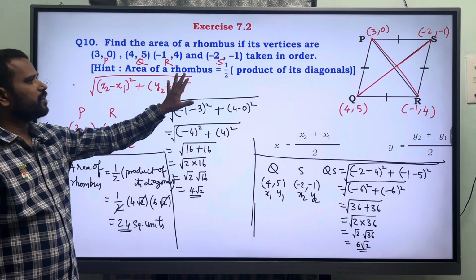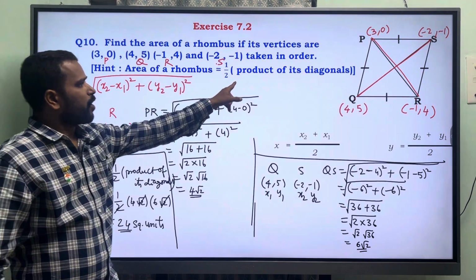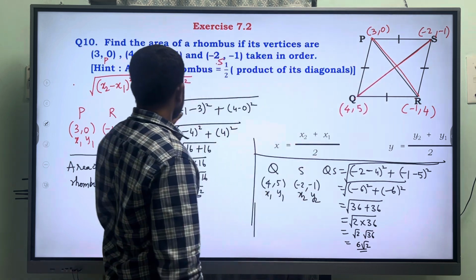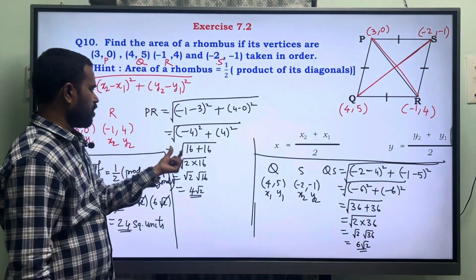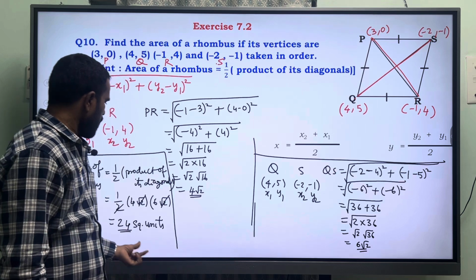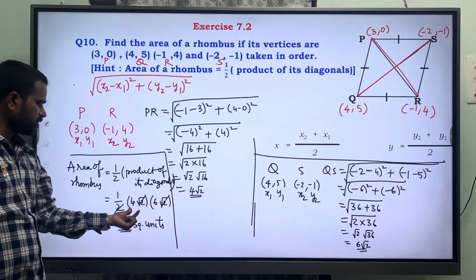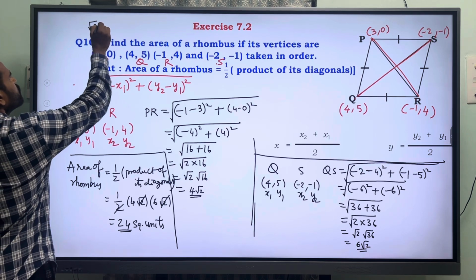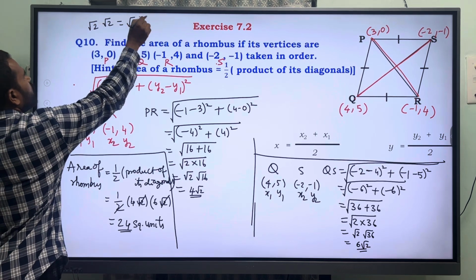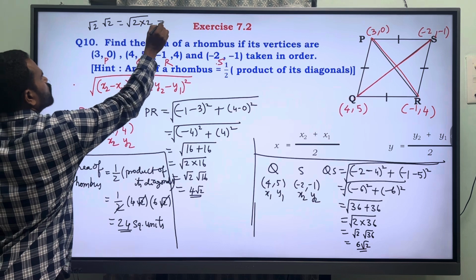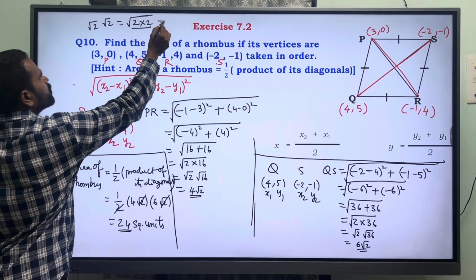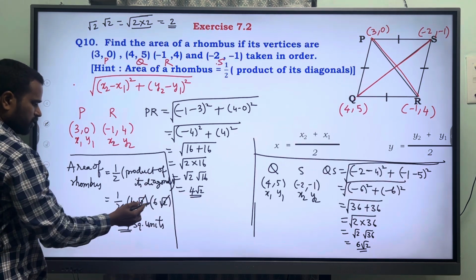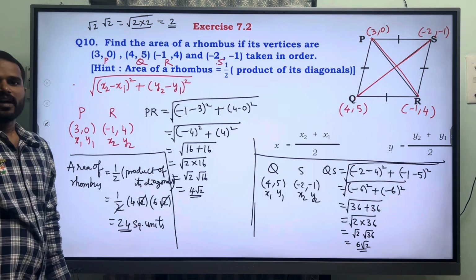See, first what we have done, diagonal distances we have calculated using the distance formula, PR and QS. Then half of the product of its diagonals. Root 2 into root 2 is equal to root of 2 into 2. So if under the root we have two 2s, then 1 will come out, right? So this becomes 2. So here 2 is there, so it gets cancelled. Okay, I hope you understood.